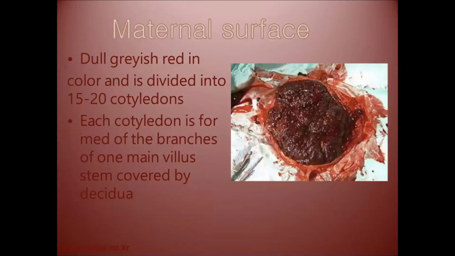Here is a normal maternal surface of the placenta. It's dull grayish red in color and is divided into 15 to 20 cotyledons. Each cotyledon is formed of the branches of one main villous stem covered by decidua.